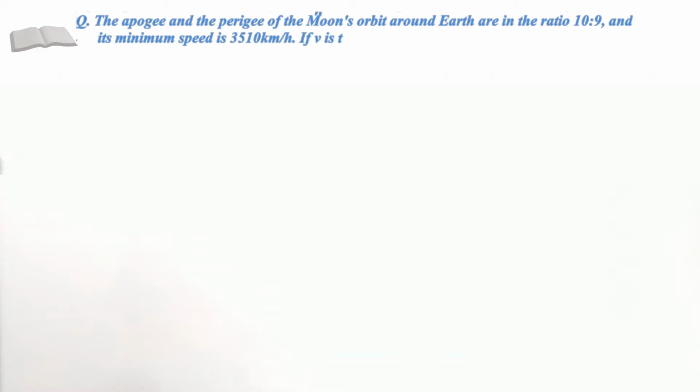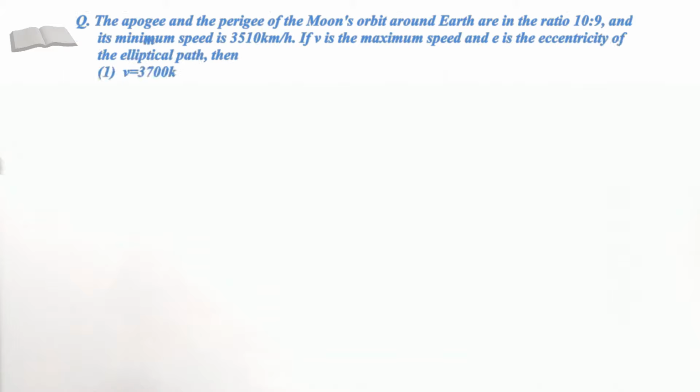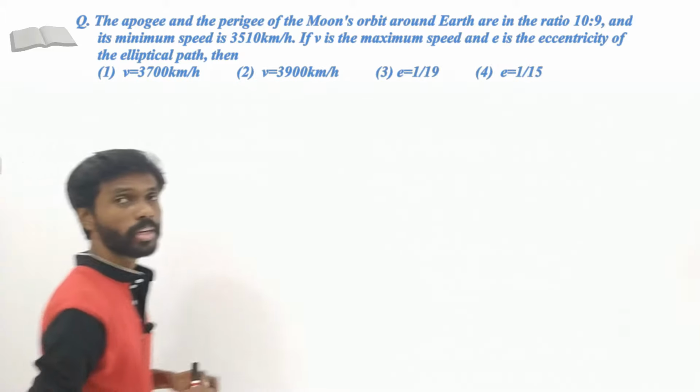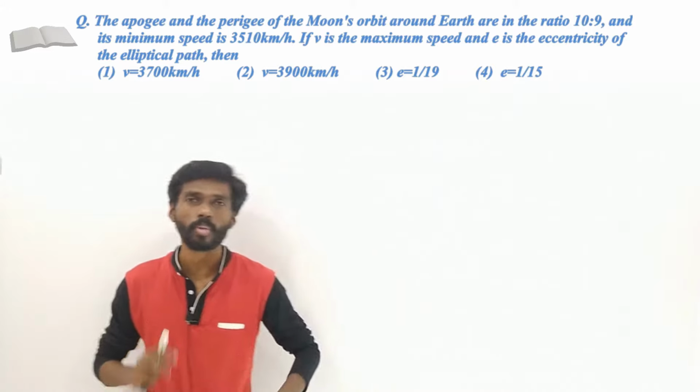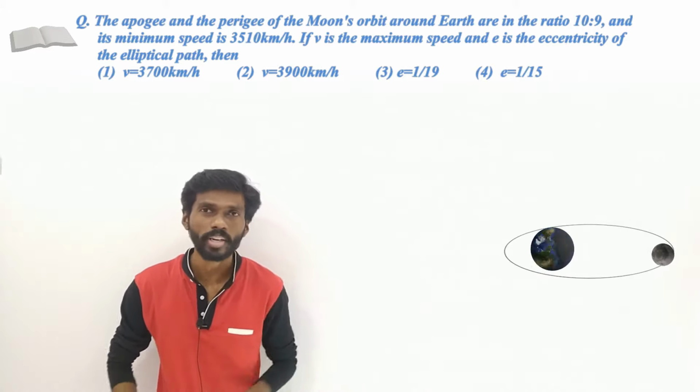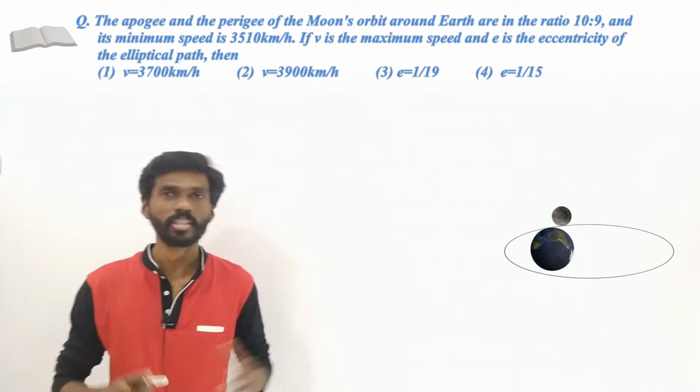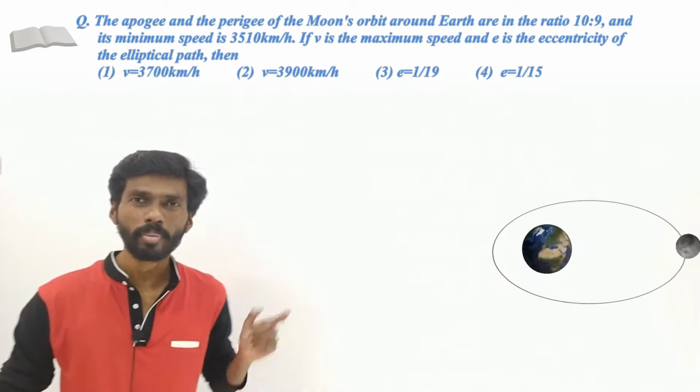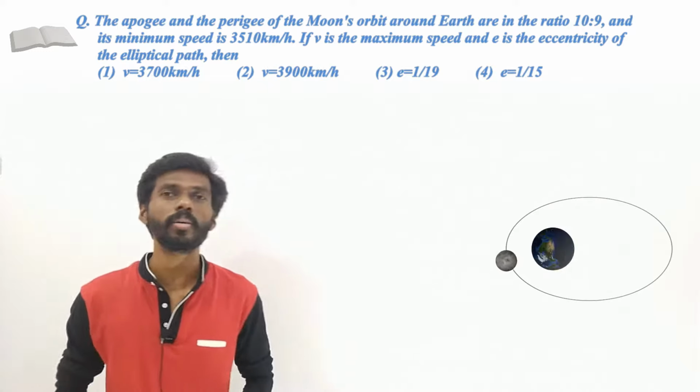The apogee and the perigee of the moon's orbit around Earth are in the ratio 10:9 and its minimum speed is 3510 km per hour. If v is the maximum speed and e is the eccentricity of the elliptical path, then... alright, so in this question there is something given about the moon's orbit around the planet Earth, the apogee and the perigee. So that means the farthest point and the closest point are at distances in the ratio 10:9, and also the minimum speed of the moon is given. We need to find its maximum speed.